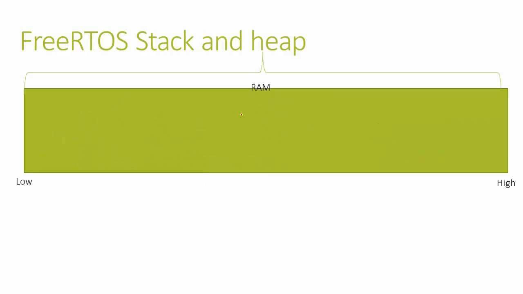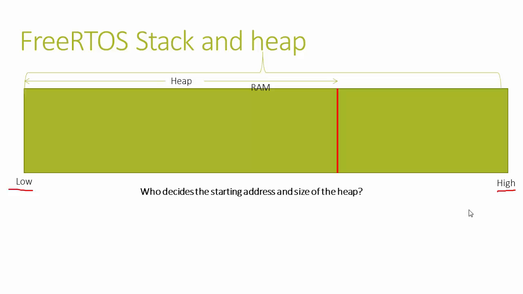Consider the RAM in your microcontroller from the initial address to the final address. In this RAM, a part of the memory will be reserved for the heap. So who decides the starting address and size of the heap? This is an important question. Who decides from where heap memory should start? Should it start from here or somewhere here? And who decides where it should end, that is, the length or size of the heap?